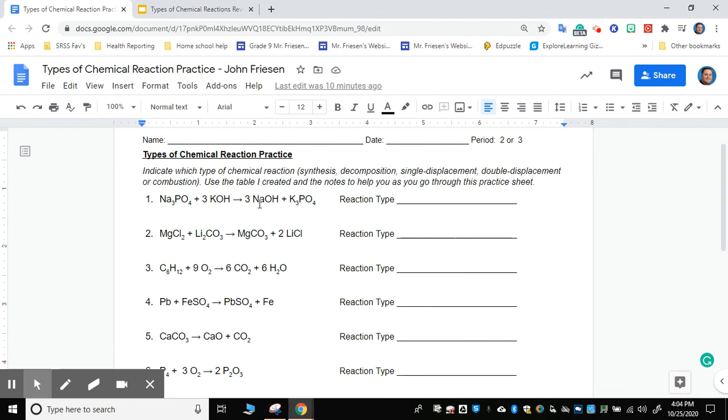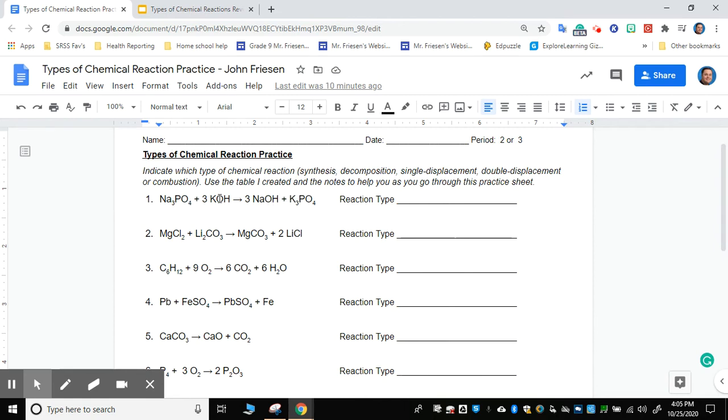What do we have on this side, an element or a compound? It's a compound. Now why is it a compound? Why is it not just an element? An element is single. I could say sodium is an element, oxygen is an element, hydrogen is an element. But sodium hydroxide, that's a compound. What about this one, K3PO4? This is also a compound.